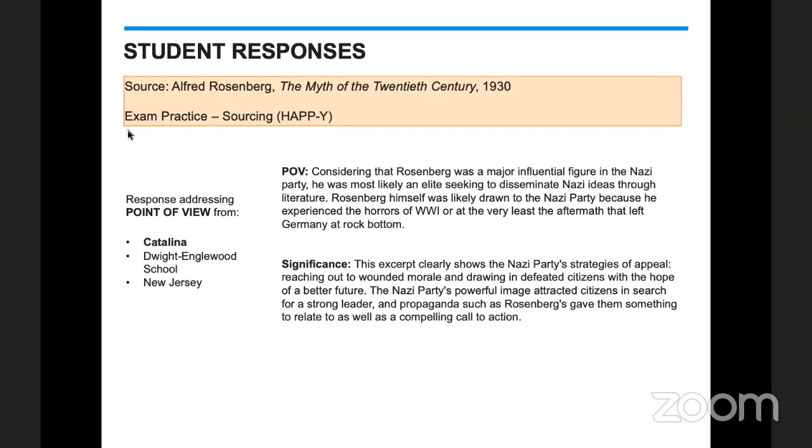And the significance: this excerpt clearly shows the Nazi Party's strategies of appeal, reaching out to wounded morale and drawing in defeated citizens with the hope of a better future. The Nazi Party's powerful image attracted citizens in search of a strong leader, and propaganda such as Rosenberg's gave them something to relate to, as well as a compelling call to action. Really, really well done on Catalina's response here for point of view.